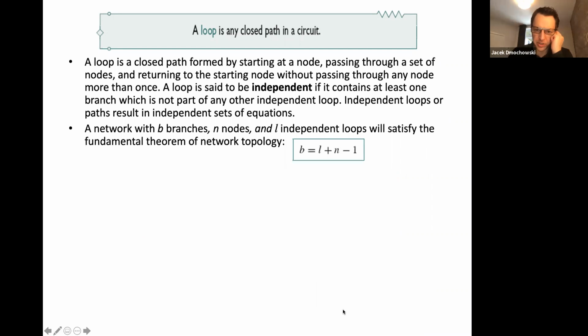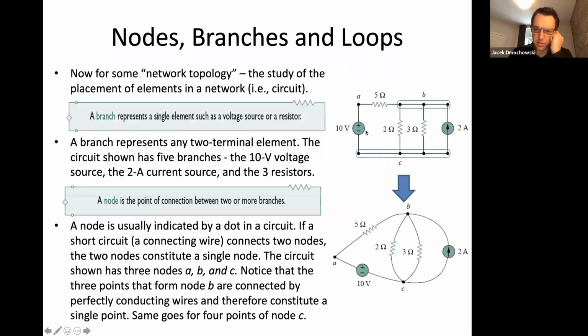So for example, let me just show you some examples in this picture. In this picture, the 10-volt battery and the 5-ohm resistor are in series, because any current that enters the battery has to go to the 5-ohm resistor. On the other hand, the 2-ohm resistor and the 3-ohm resistor are connected in parallel because they have the same connections at the top and at the bottom.